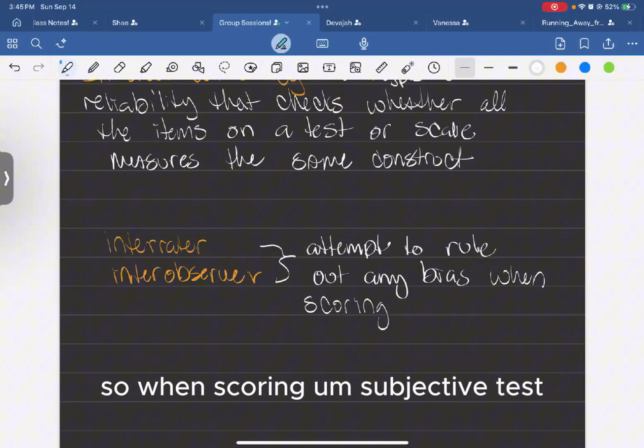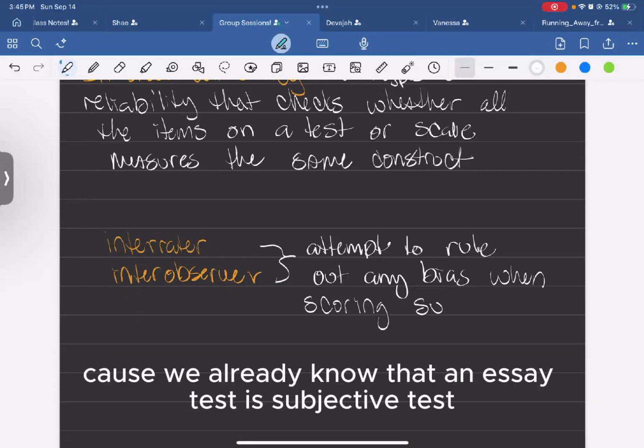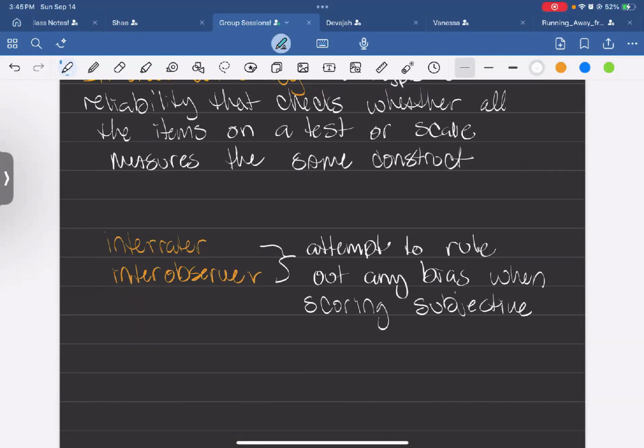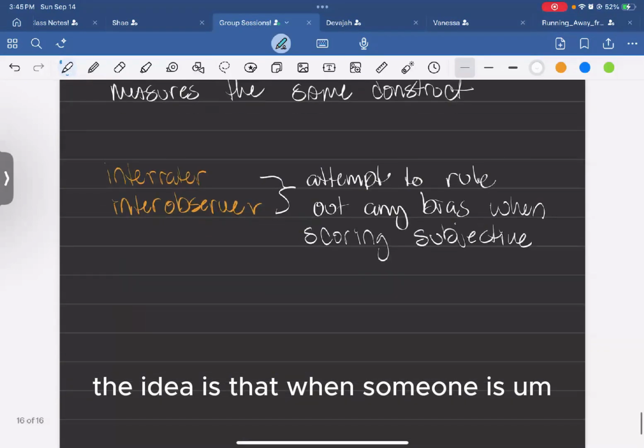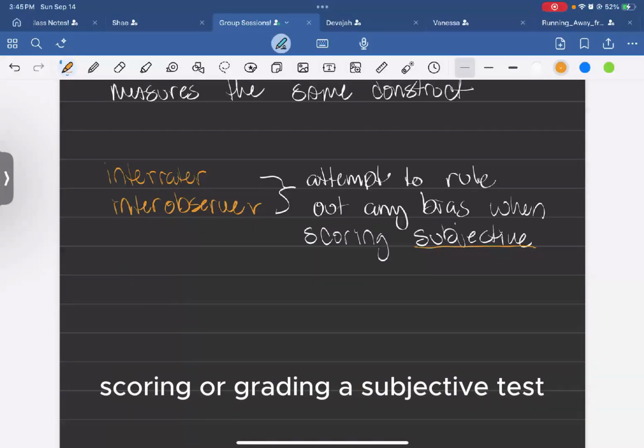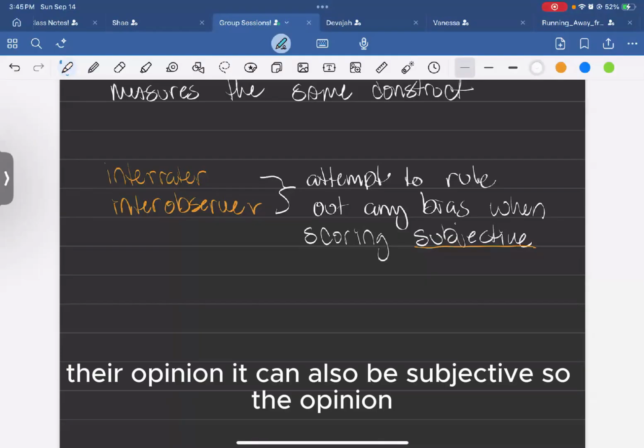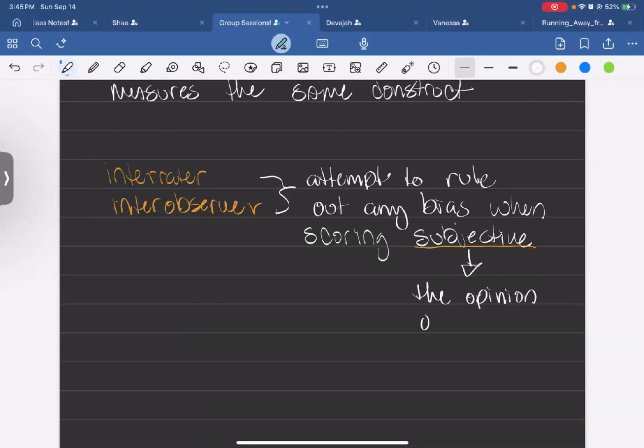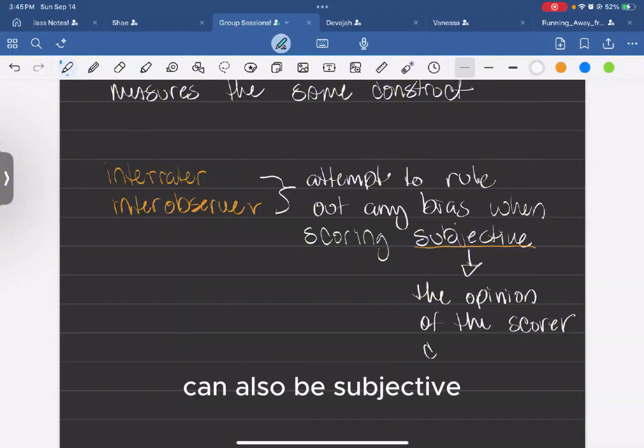So when scoring subjective tests, because we already know that an essay test is a subjective test. The idea is that when someone is scoring or grading a subjective test, their opinion can also be subjective. So the opinion of the scorer can also be subjective.